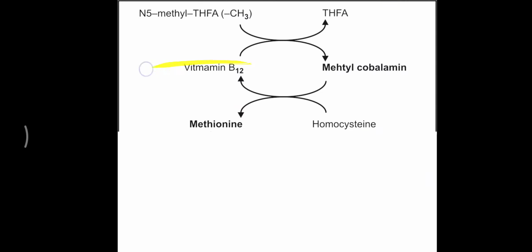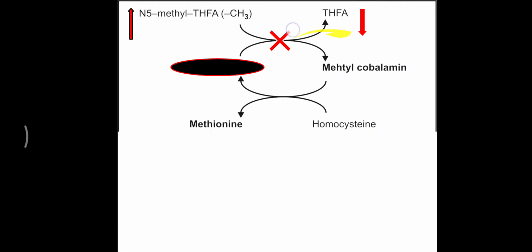Suppose that vitamin B12 is deficient. Then what happens? The conversion of cobalamin to methyl cobalamin will not occur. Simultaneously, methyl THFA will not reconvert into tetrahydrofolic acid. So the methyl THFA level will increase, but the tetrahydrofolic acid level will decrease. The further function of tetrahydrofolic acid, to transfer other one carbon molecules, will be affected. So that will create an indirect deficiency of folic acid. So in vitamin B12 deficiency, folic acid deficiency is also observed, and that is called a folate trap.